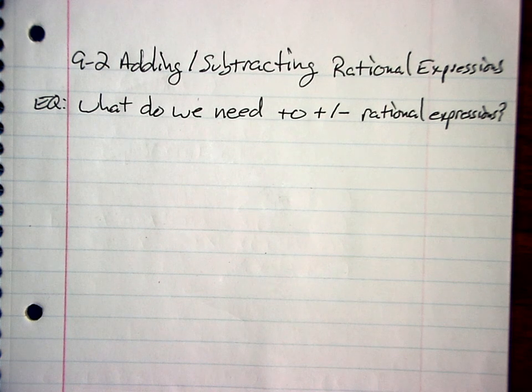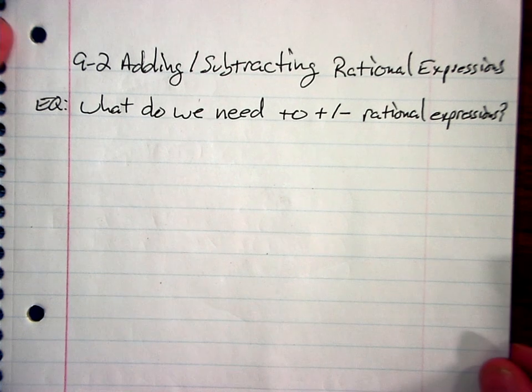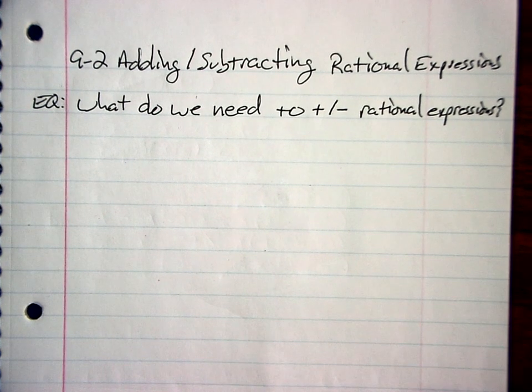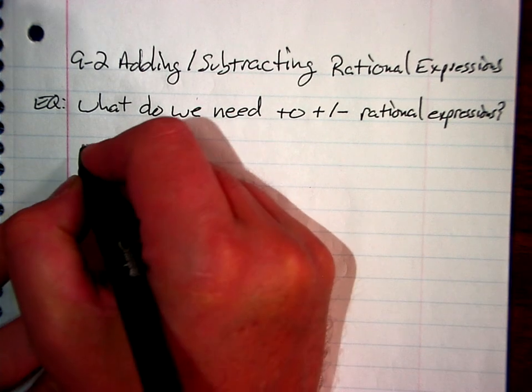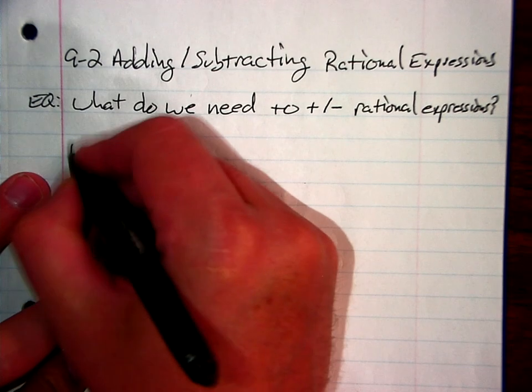9-2, adding and subtracting rational expressions. What is a rational expression? What does rational mean? What does ratio mean? A fraction. So in order to add or subtract fractions, what do we need? Very good. Exactly. All right, rational expressions.